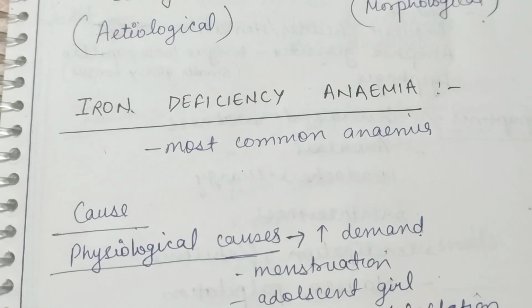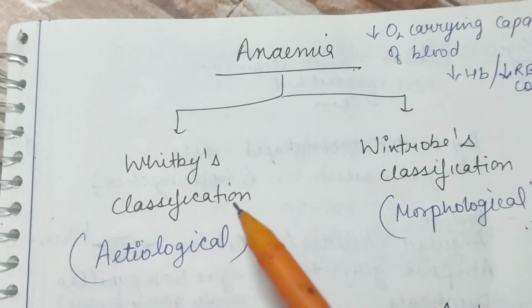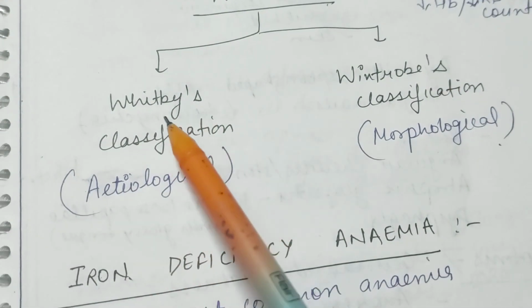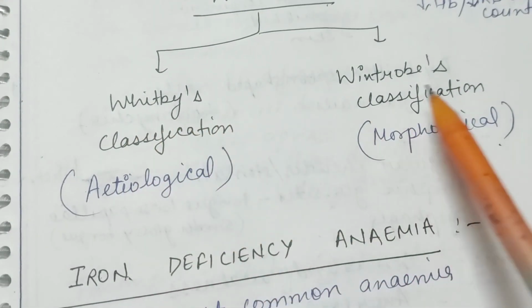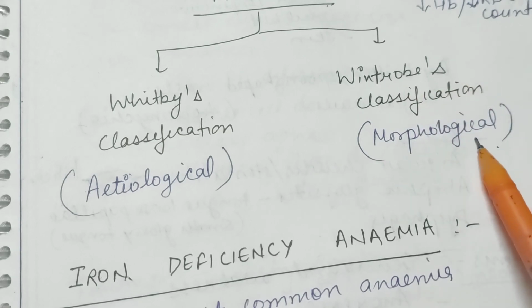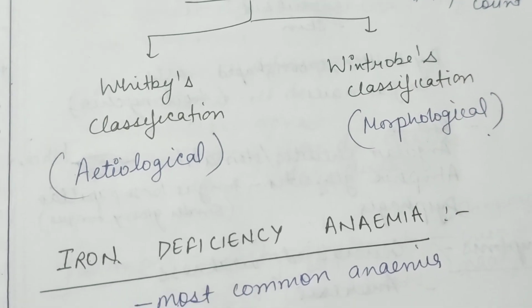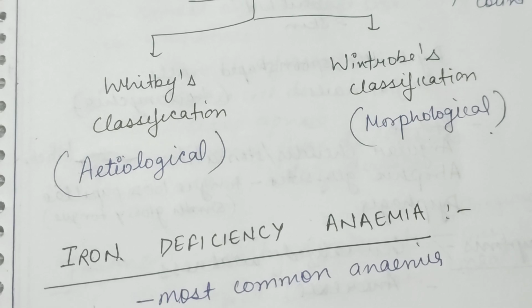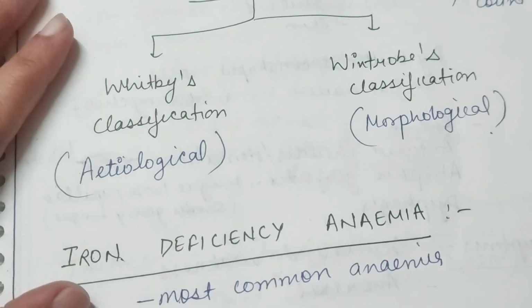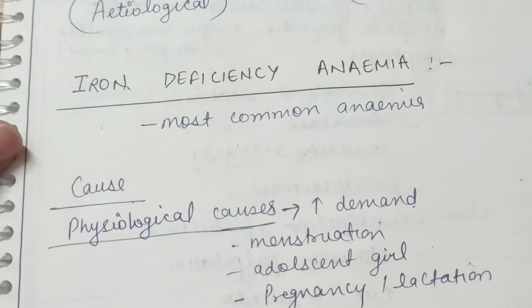So in the last class we have seen a classification of anemia, in which we have seen the etiological classification, which is Whitby classification, and Wintrobe's classification, which is morphological classification. Okay, so you can visit the last video to see this classification. So in this video we'll be talking about iron deficiency anemia.